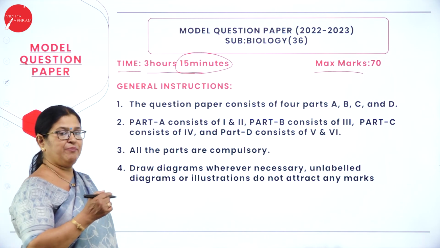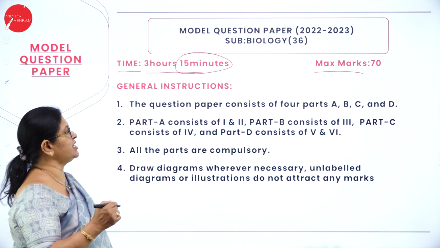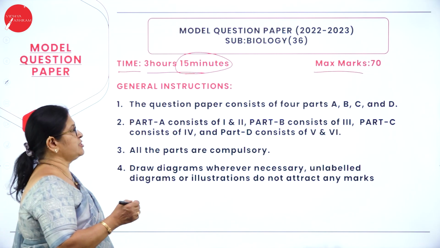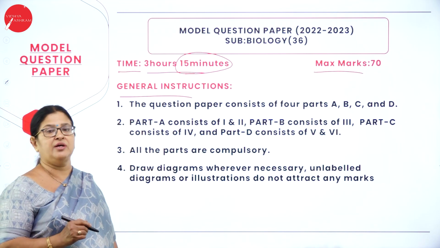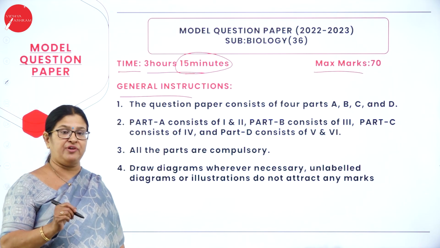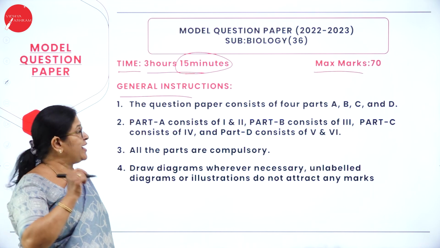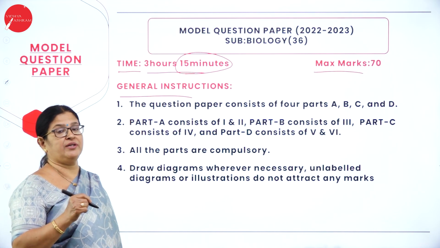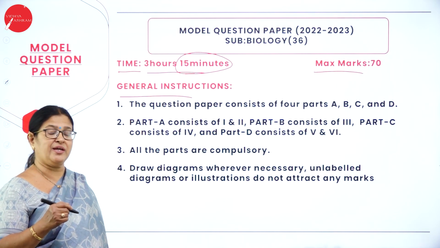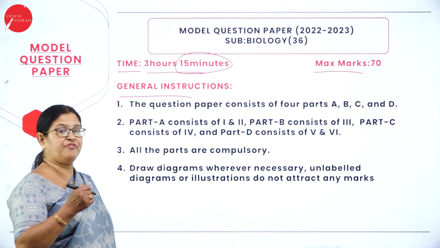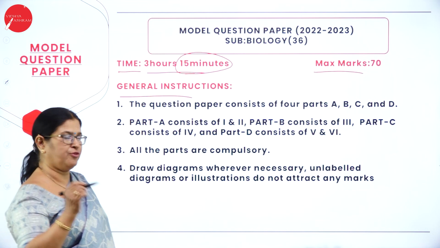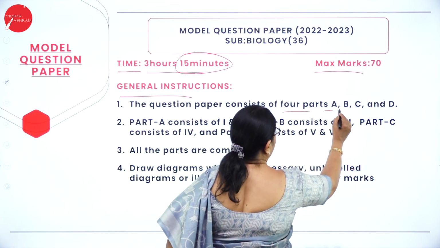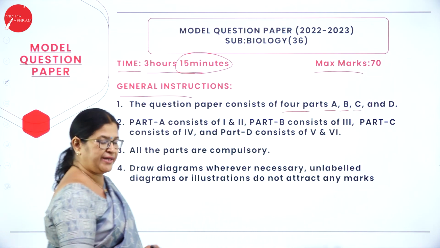The time duration for your examination is 3 hours 15 minutes. Your question paper has general instructions, which are very, very important for you. Read the instructions carefully, then go ahead. Why? Because there are chances of you making mistakes. So what is the first general instruction? The question paper consists of 4 parts, as you all know: part A, part B, part C, and part D.